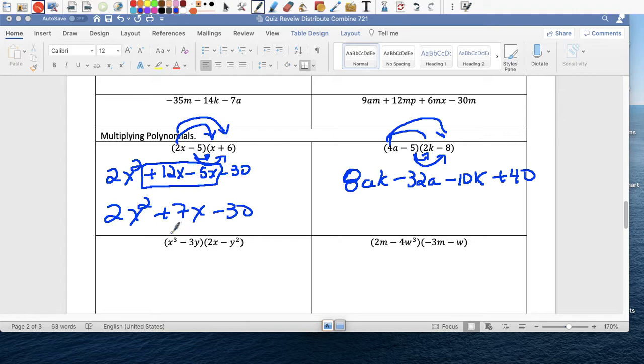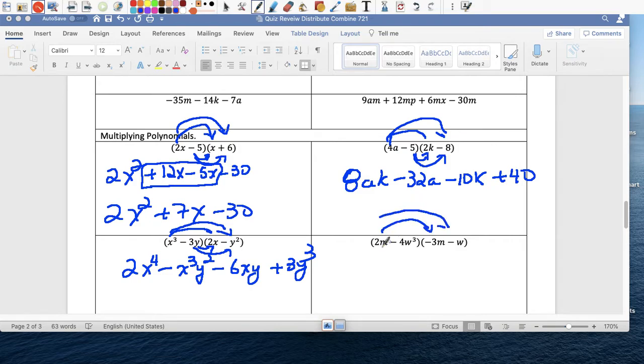Bottom one, so it's x cubed times 2x. We get 2x to the 4th power. x cubed and y squared, we get minus x cubed y squared. And then negative 3y and 2x is going to give me negative 6xy. And then negative 3y and negative y squared is going to be positive 3y cubed. Combined, are there any like terms? No, there aren't.